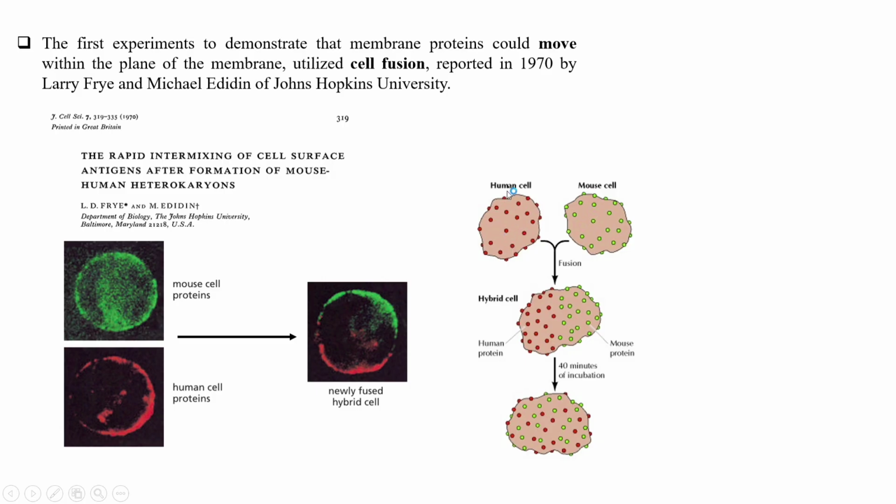As you can see, these are the human cells that fluoresce red. These are the proteins attached with the antibody of red fluorescent dye, and this is the mouse with green fluorescent dye. When fusion occurs, they are in different hemispheres, but after 40 minutes of incubation, the green and red proteins actually mix, and that shows that there is lateral diffusion.